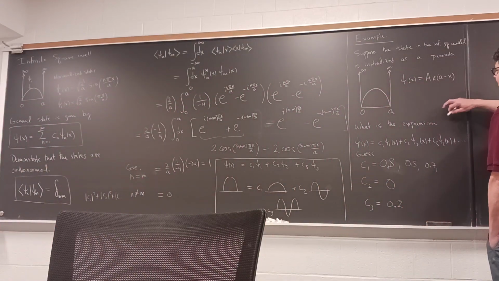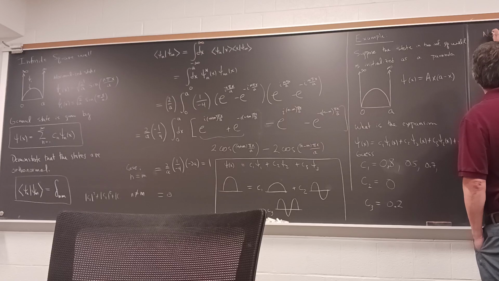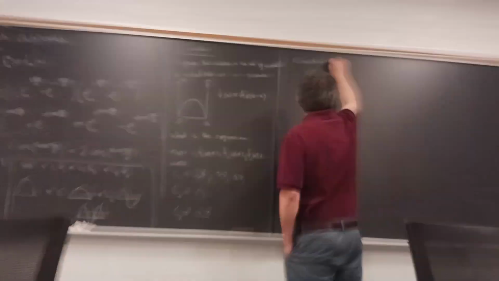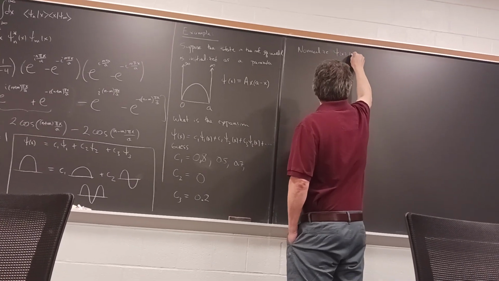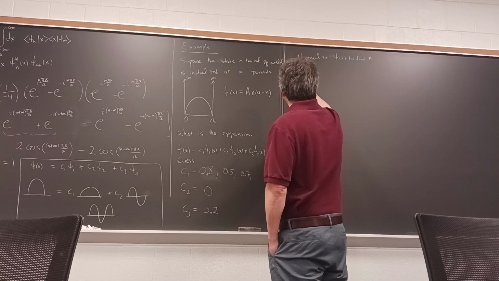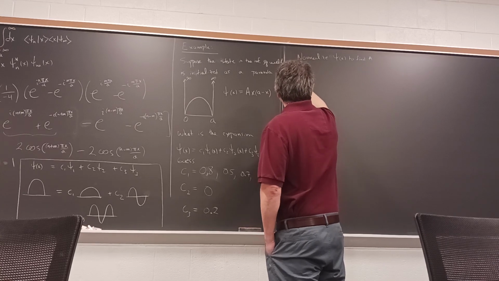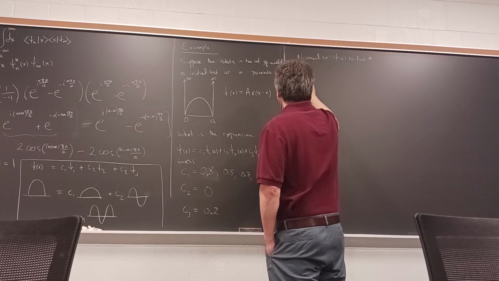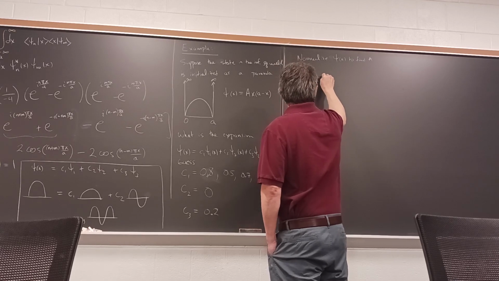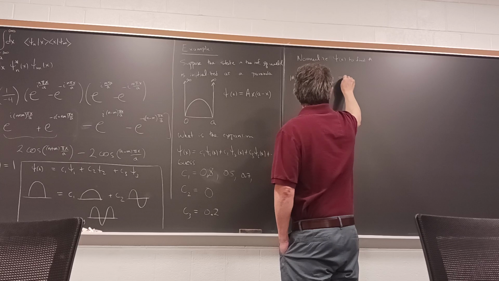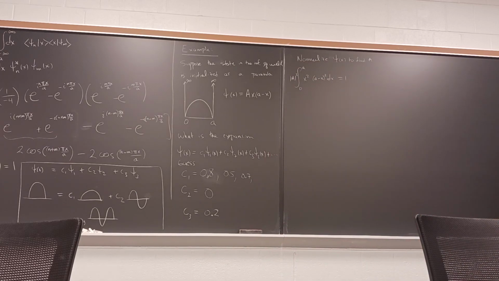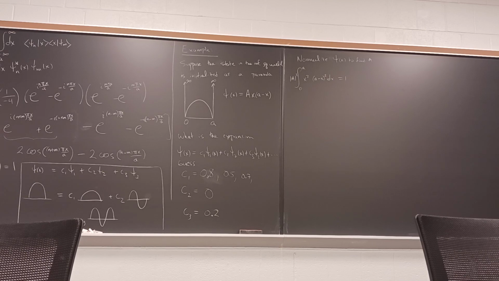So what you do here now is just normalize psi to find A. So this is then the integral from 0 to a of mag A squared times x squared times (a minus x) squared dx equals 1. Right? That's just psi star psi, and I'm integrating it to get 1.